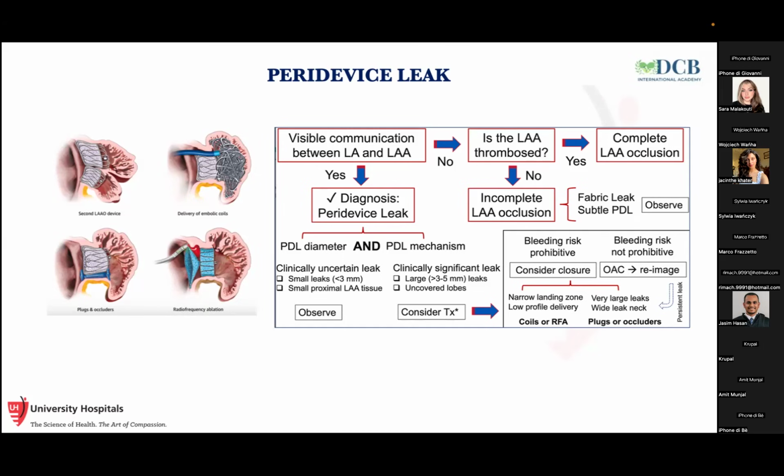For the other types of leaks, such as clinically uncertain leaks smaller than 3 millimeters, small proximal LAA leaks, or subfabric leaks, we can say the approach can be observation, because we are not sure that they increase the thromboembolic events. When we say a subfabric leak, we are talking about a leak related to a flow inside the device, but we cannot see a clear leak at the side of the device.